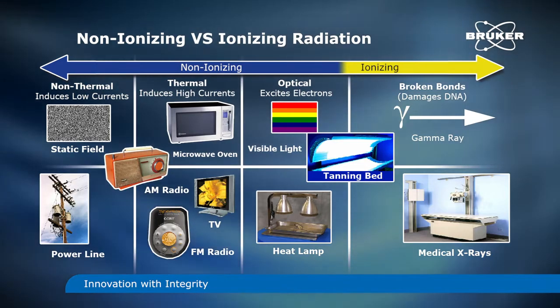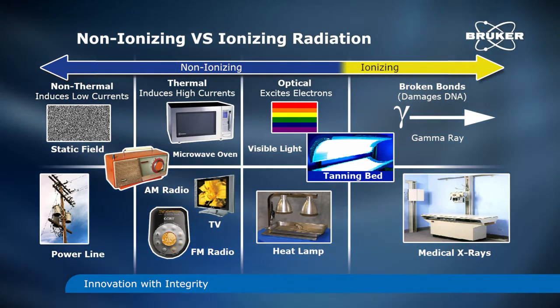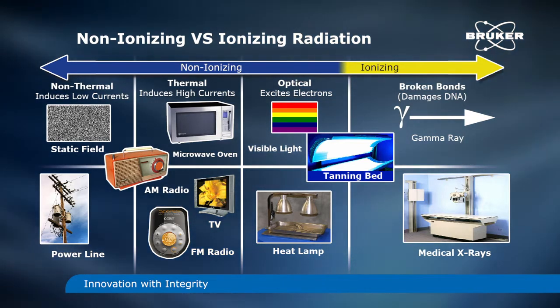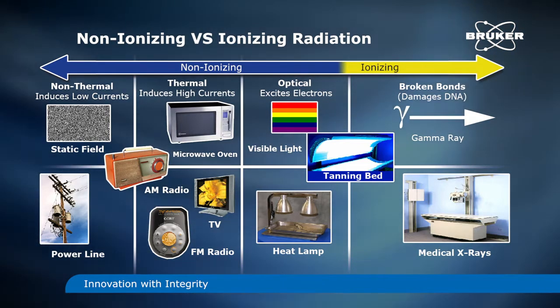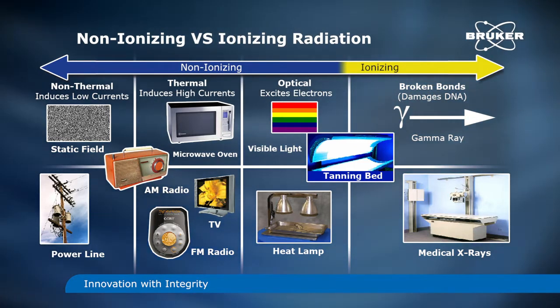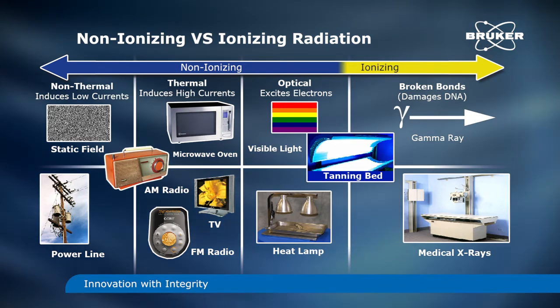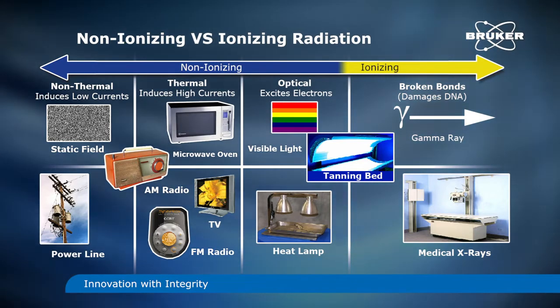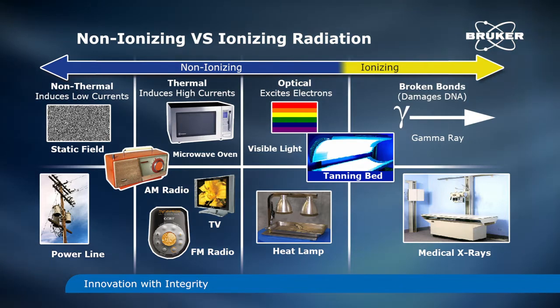There are two types of radiation: non-ionizing and ionizing. Non-ionizing radiation is radiation without enough energy to remove tightly bonded electrons from their orbits around an atom. Examples include visible light, radio waves, microwaves, infrared radiation, and ultraviolet light. Ionizing radiation is radiation that has enough energy to remove electrons from an atom in the process called ionization.